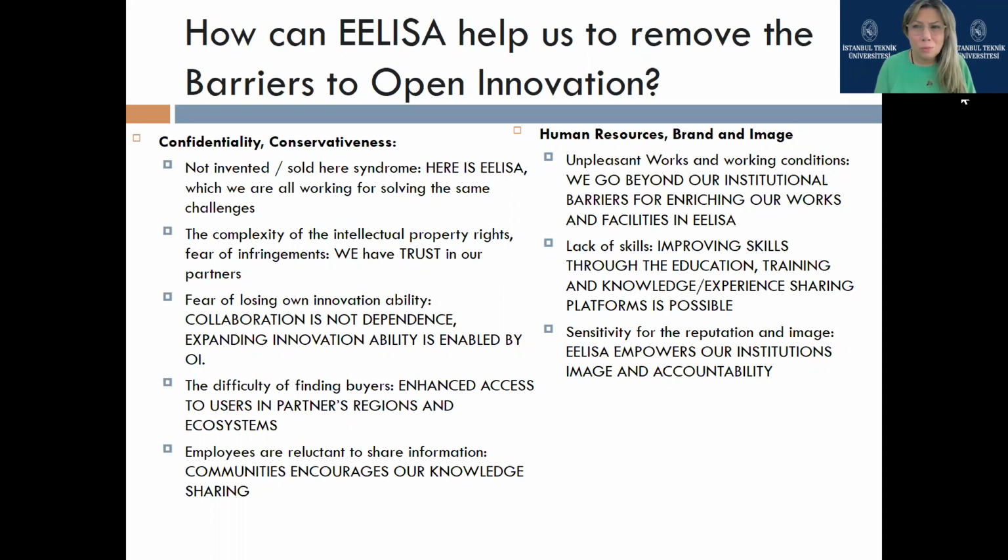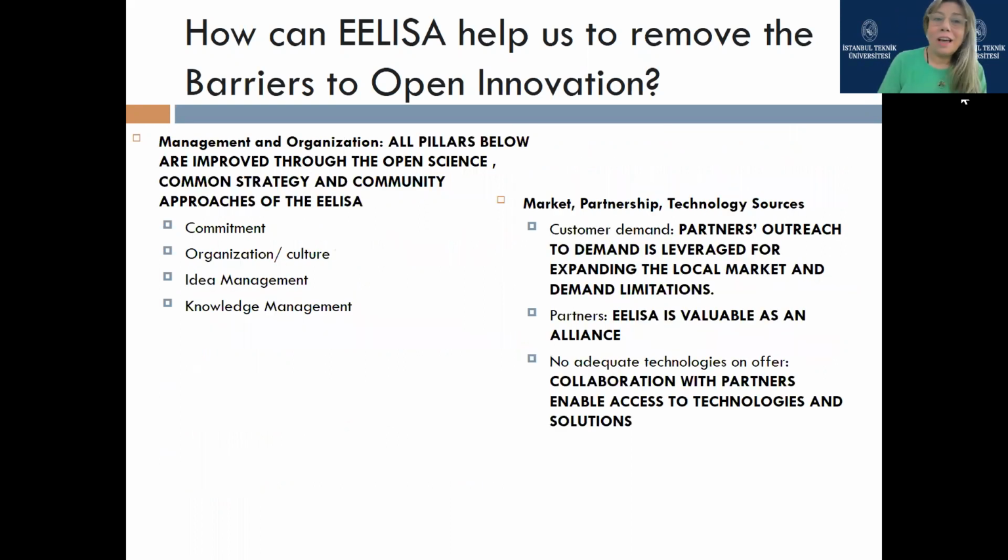So what about the employees? What about these professionals? Well, we have communities like the Open Science community. It encourages knowledge sharing already. And going beyond institutional barriers makes us happier, because if we may have some working condition limitations or unpleasantness, it enriches our work environment by mobility, etc. On the other side, lack of skills, education programs, we are trying to give you a bite, and training and knowledge sharing. So it's about empowering our institutions' image and accountability. So it fits well with all dimensions.